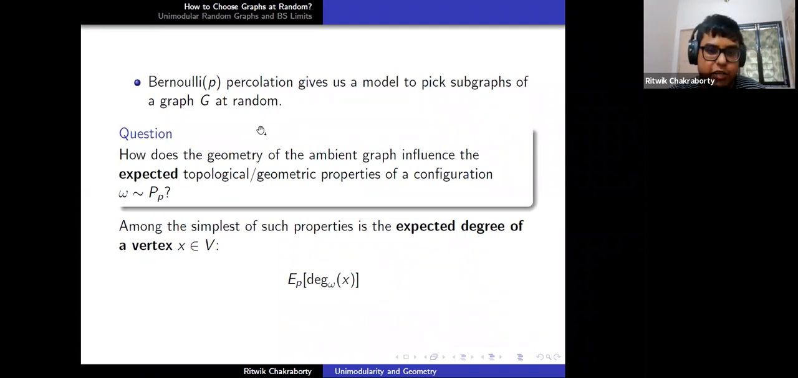So here's the upshot. Bernoulli p percolation therefore gives us a model to pick subgraphs of a graph G at random, right? So here's the first basic geometric or topological question that we can ask: how does the geometry of the ambient graph influence the expected topological or geometric properties of a configuration omega sampled according to P sub G? This is a very fair question to ask. And among the simplest of such properties is the expected degree of a vertex.